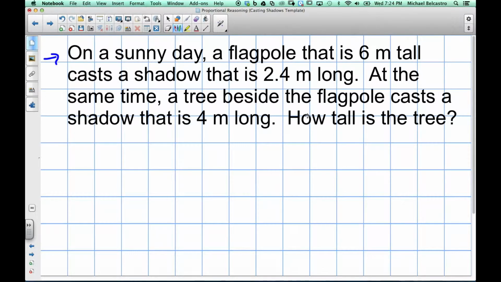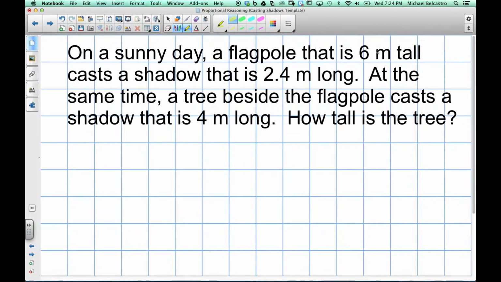We'll read through it once. We'll highlight what's important the second time we read through it. On a sunny day, a flagpole that is 6 meters tall casts a shadow that is 2.4 meters long. At the same time, a tree beside the flagpole casts a shadow that is 4 meters long. How tall is the tree? Okay, this one's relatively straightforward. Let's highlight what we think is important.